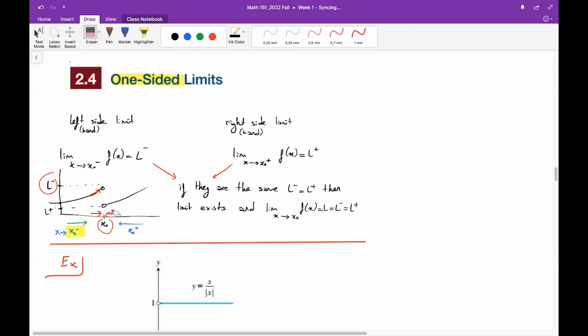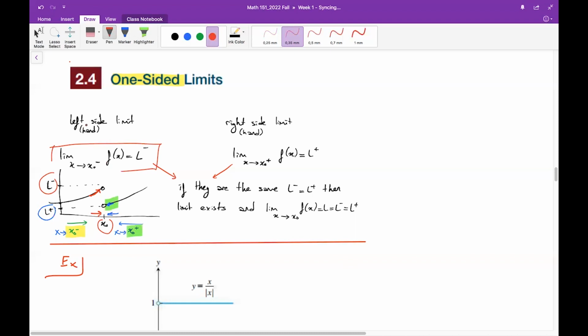Then let's look at the right direction. So what happens to the values of your function if x approaches x0 from right? This is the notation for approaching from right. Maybe I should choose a different color. So what happens to the values of your function as x approaches x0 from right direction? You see, the values are getting closer and closer to this finite real number L plus.